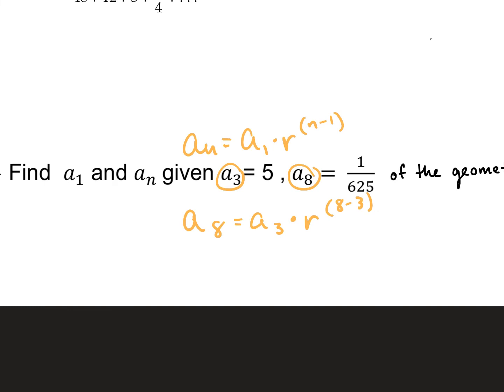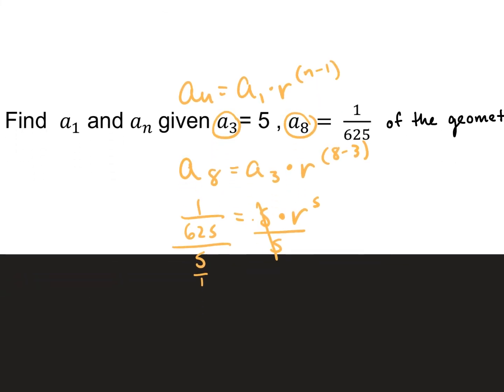So I know what a sub 8 is. That would be 1 over 625. A sub 3 is 5 times r to the power of 5. So I can divide both sides by 5. When I have a fraction in a fraction, keep change flip. So it's 625 times 5. 1 over 3,125 is equal to r to the 5th power.